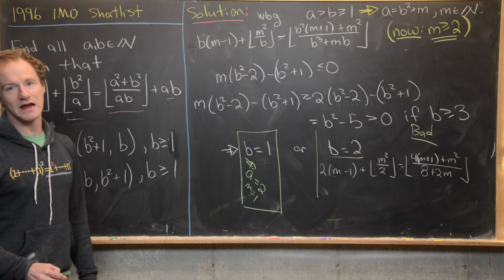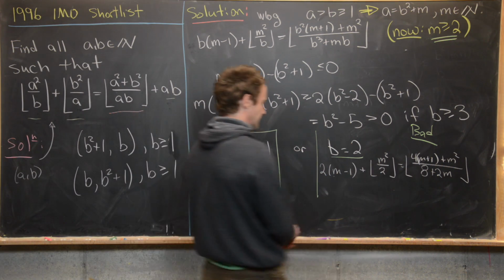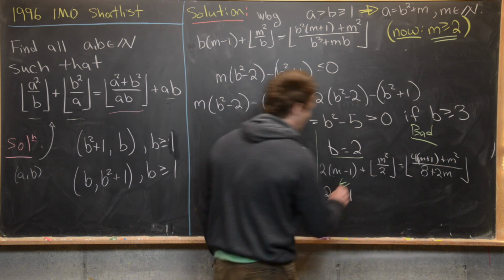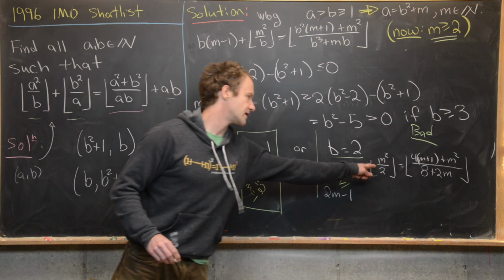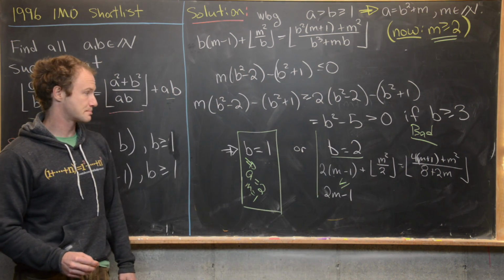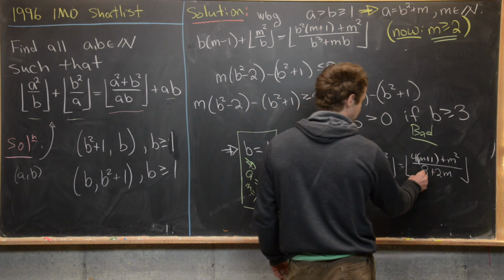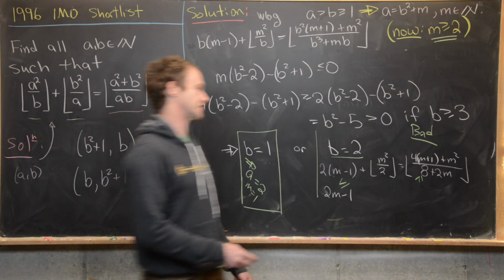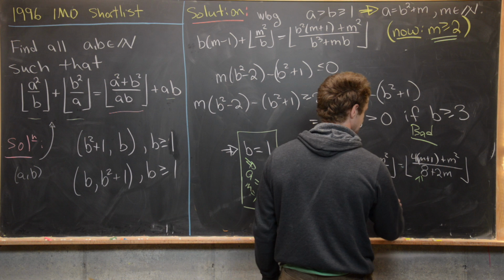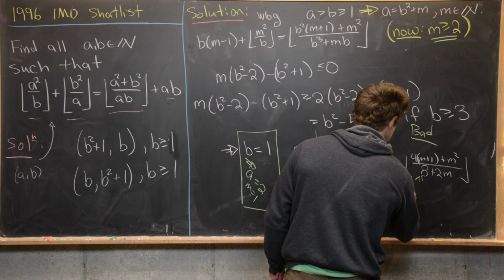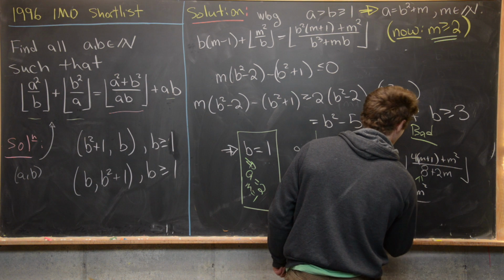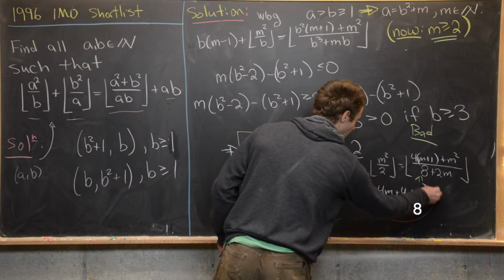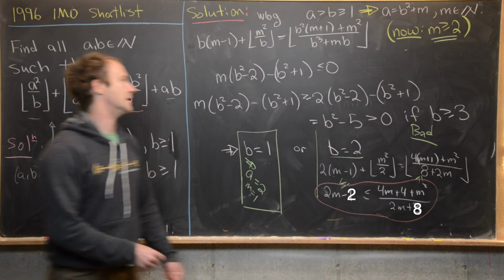Now we can play the same game that we did to put something smaller than this left-hand side. So notice the 2m minus 1 is smaller than this left-hand side because we've just not included this m squared over 2. And then what is bigger than or equal to this right-hand side is just getting rid of this floor function. That's going to give us 4m plus 4 plus m squared over 2m plus 3. So now we've got this inequality to work with that involves m.